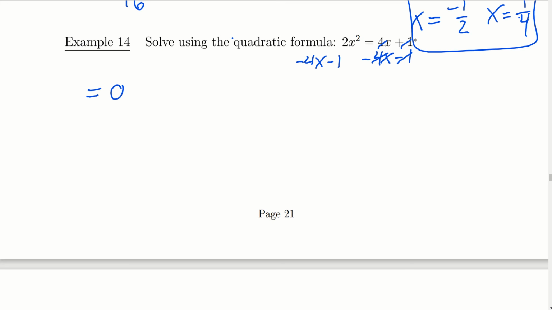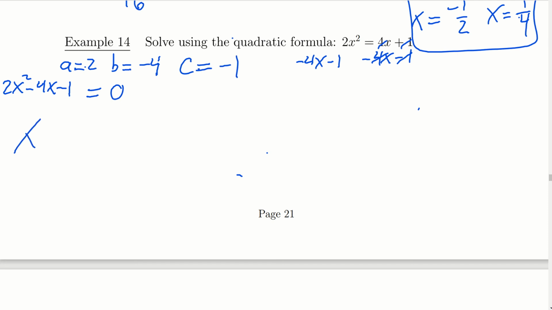On the left hand side, we have three terms that are not like terms. We have a 2x squared. We have a negative 4x. And then we have a minus 1. Now it's in standard form. We can clearly see that a is equal to 2. b is equal to negative 4. And c is equal to negative 1.